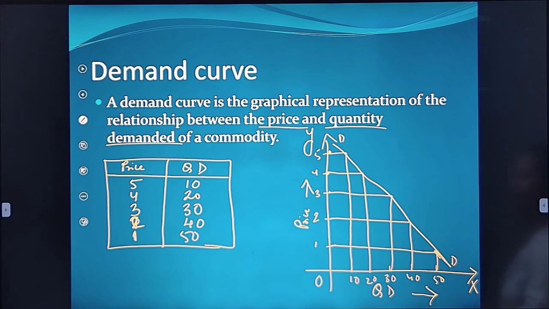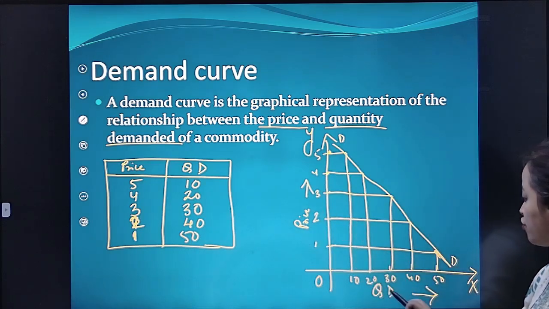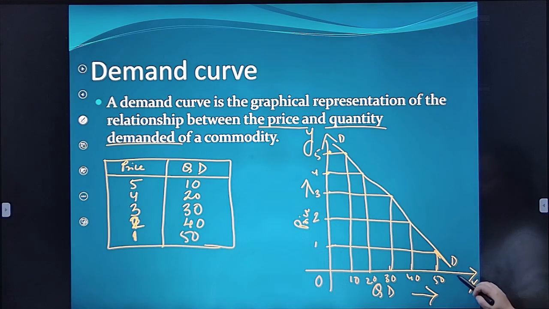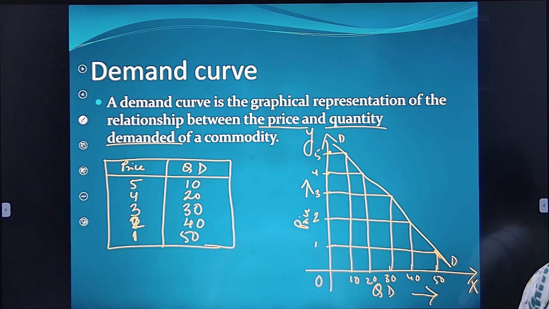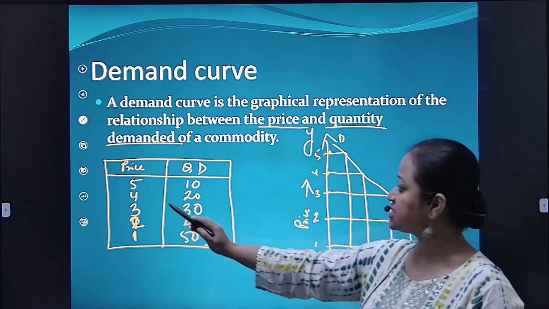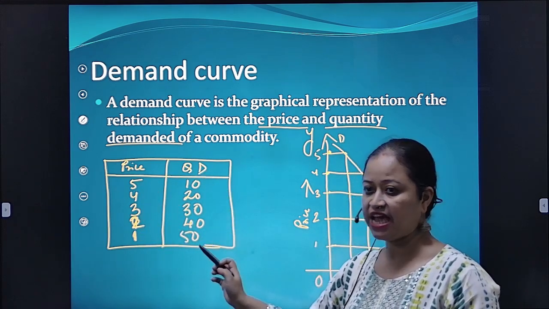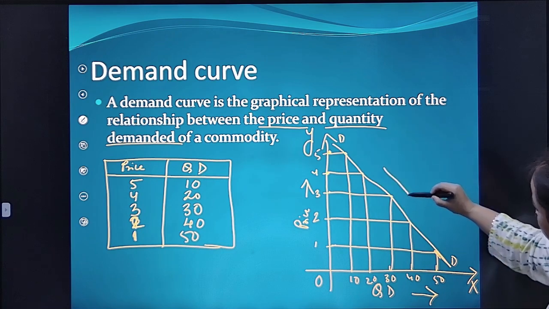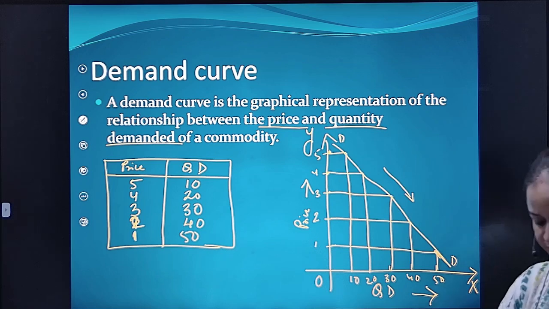So a demand curve is the graphical representation of the relationship between price and quantity demand. Okay? So what does the demand curve show? The relationship between your price and quantity demand of a commodity. Am I clear to you? So this is your law of demand all about. When price is decreasing, demand is increasing, and it will be vice versa. Fine? Am I clear to you? So the demand curve is this one here. It is downward sloping. Clear? Okay.